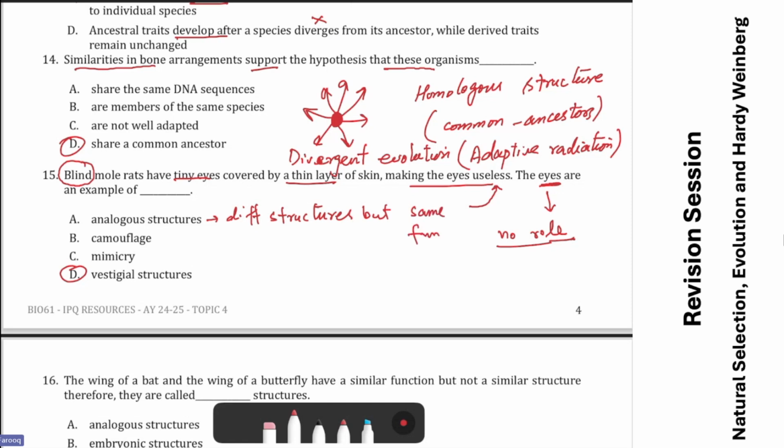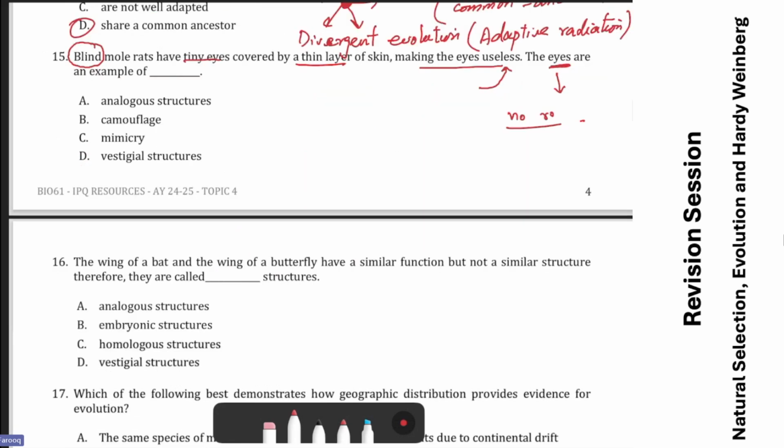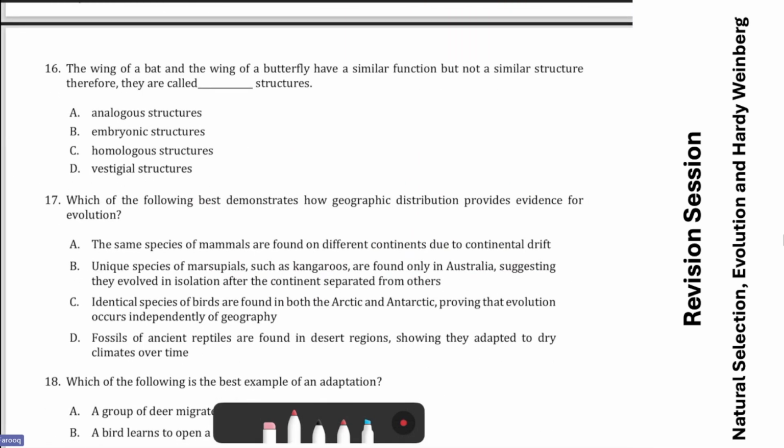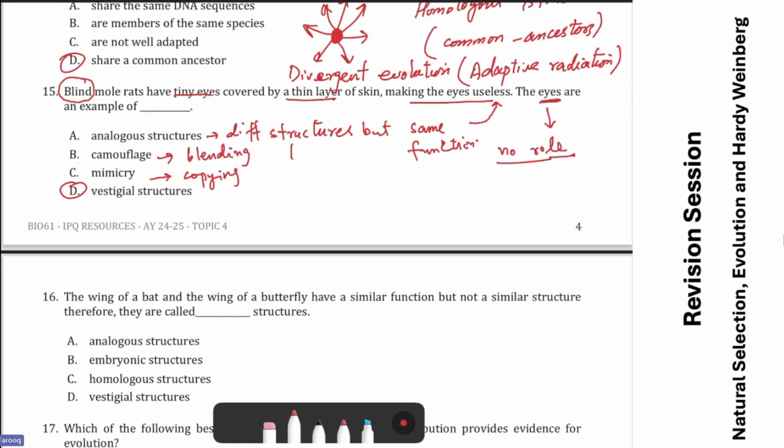Analogous structures are different structures but with the same function, like the wing of the bird and the wing of the bat, we said. So they have the same function, so they are analogous structures. Camouflage is when they blend with their background. And mimicry is like when they copy someone. So this is like copying, and this is blending. Okay, and vestigial is like no more functional, it's a useless structure now. The wing of the bat, and we just said in the previous example, when I said wing of bat and wing of mosquito or wing of insect, they have the same function, so it means it's an analogous structure.